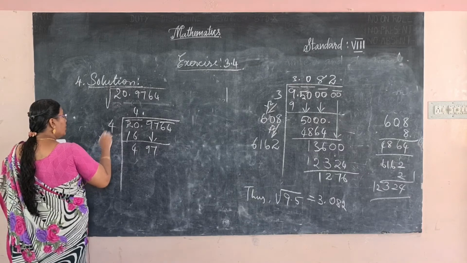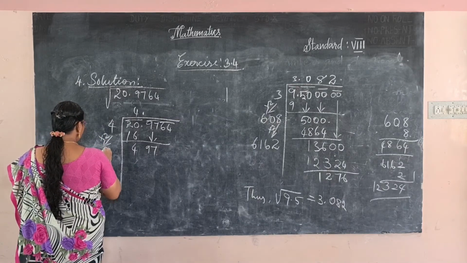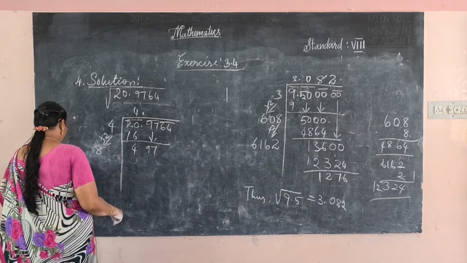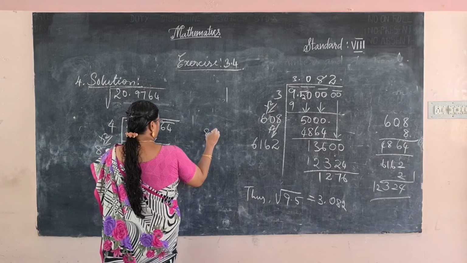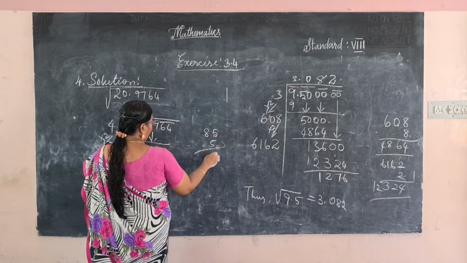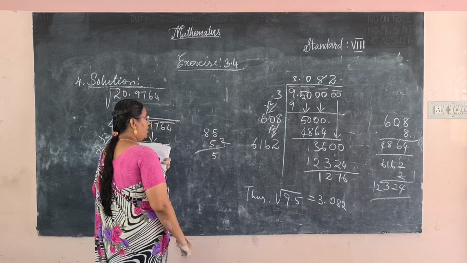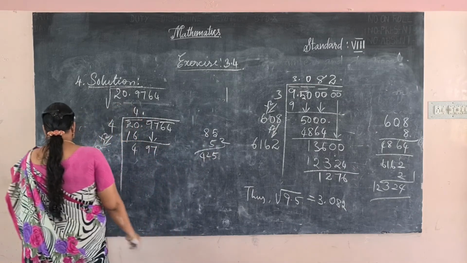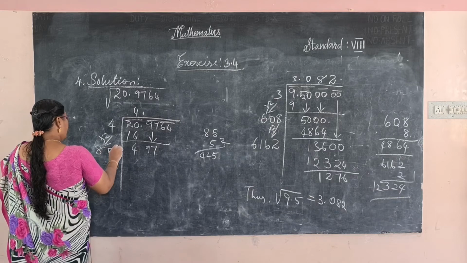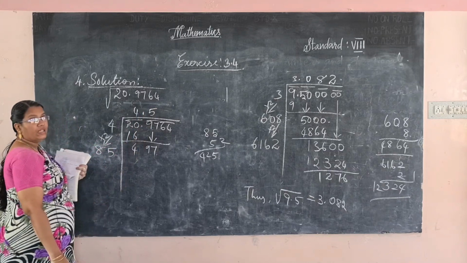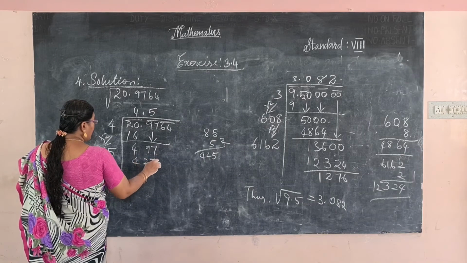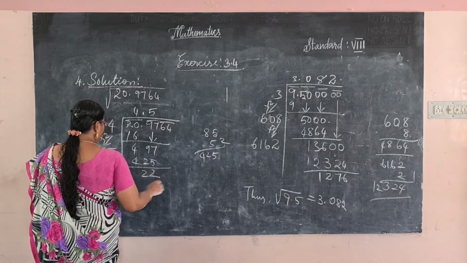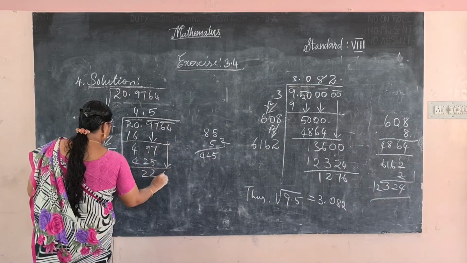Here multiply by 2. 2 4s are 8. Which number should we multiply to get the value? 5 5s are 25. 5 8s are 40, 425. 6 means more than 497. So multiply the quotient by the divisor, 85, and we get the value 425. Subtract from this value, 2. Now bring down the next 2 digits.